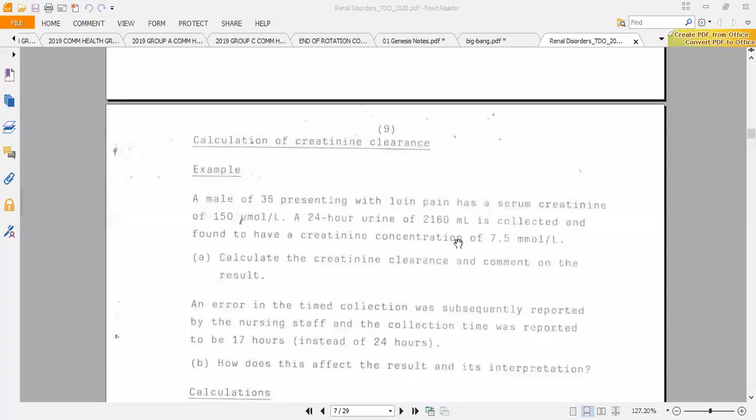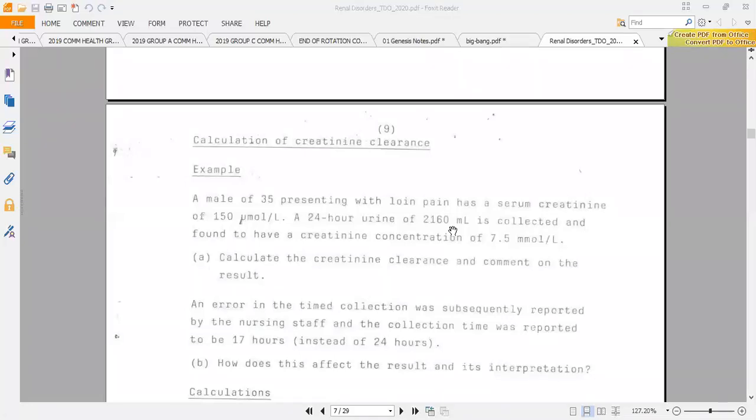So what do I do? First of all, make sure that the units are the same. I can convert the volume to liters, which gives me 2.16 liters. If I multiply it by this 7.5, whatever answer I get will be in millimoles.